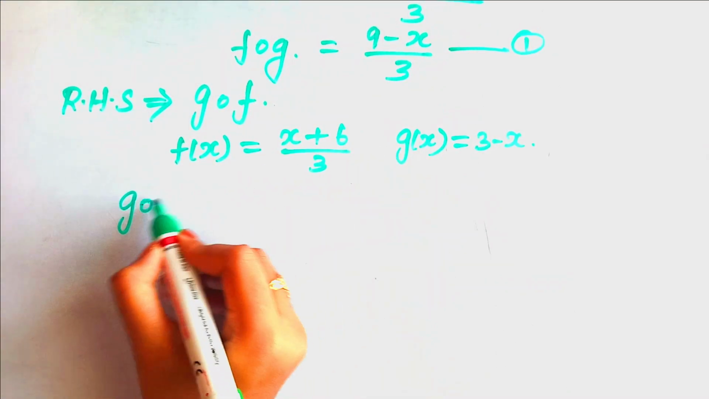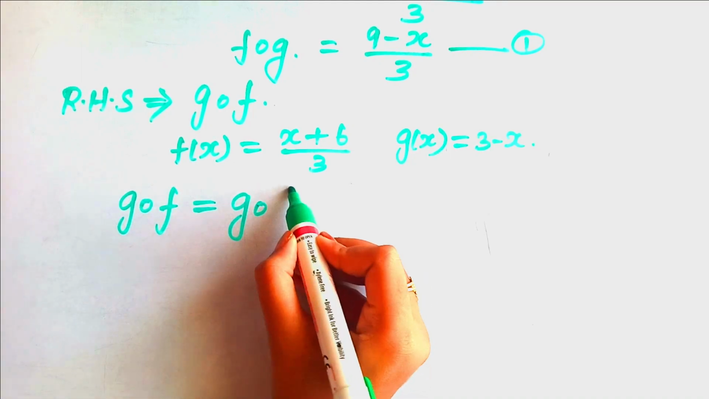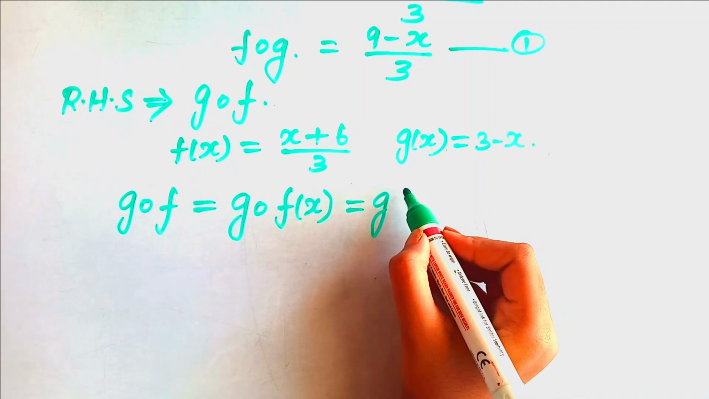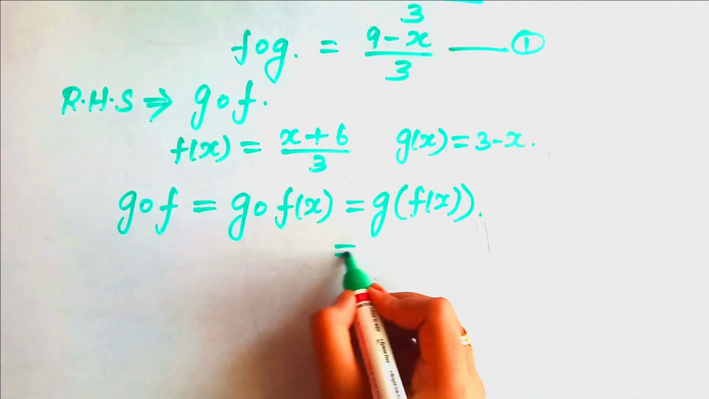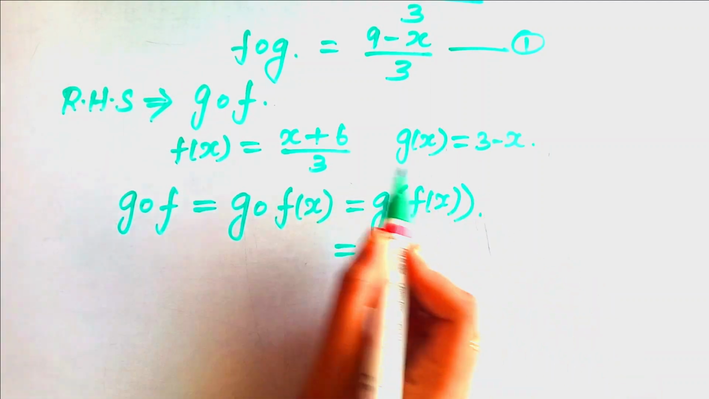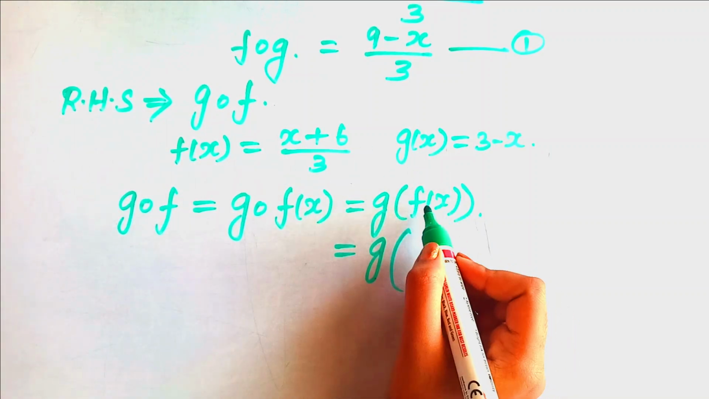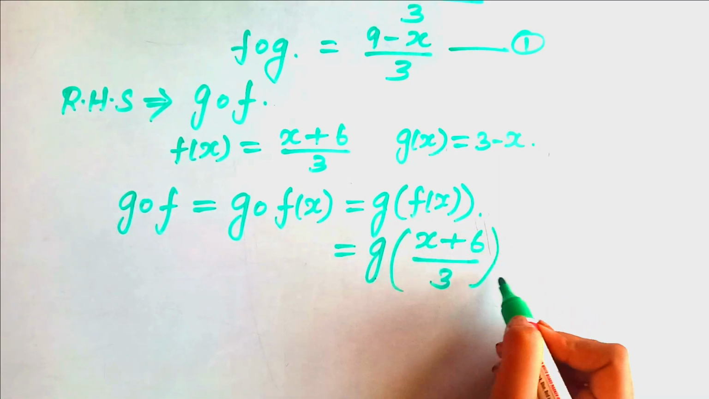Now it's g dot f. By the definition we know that we'll get g dot f of x, and again by the definition we'll get g of f of x. Now let's substitute. The value of f of x is (x + 6) divided by 3. So let's substitute that in the place of f of x. We'll get (x + 6) divided by 3, right?